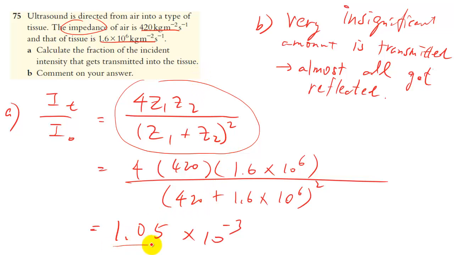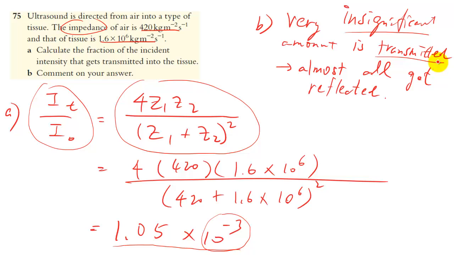Okay, and so this is the final answer with the order of magnitude of 10 to the power of -3, which means it's very, very small. There are no units because this is a ratio only. And therefore, for part B, what you can say about it is that there is a very insignificant amount of transmission, and that also means almost all of the intensity got reflected. So this is what you can talk about.